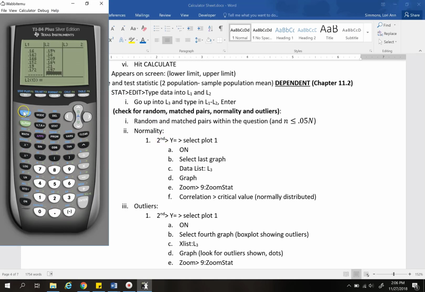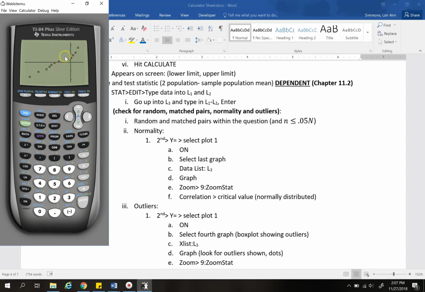So you can follow number 16. For normality, go to second, y equals, but before we do that, we need to finish this step. So go up to list 3, type in L1 minus L2, and then hit enter. It's going to calculate all the differences for you. Now we want to make sure the differences are normally distributed without outliers. So go to second y equals, the last plot, and then change that list to list 3, graph, zoom, number 9.